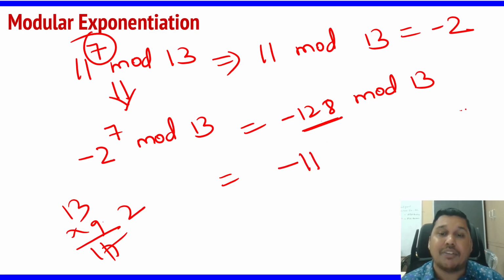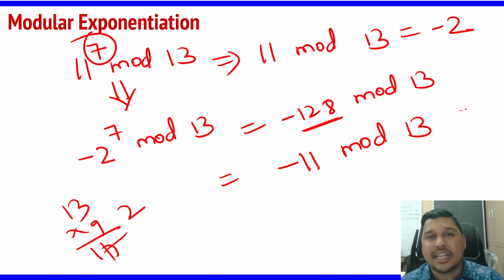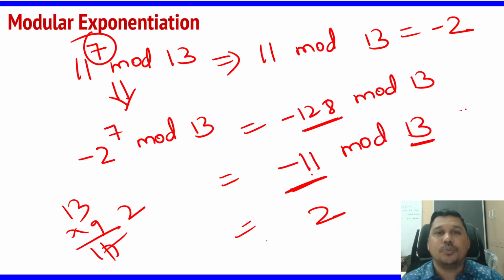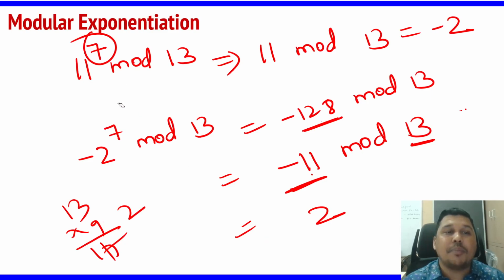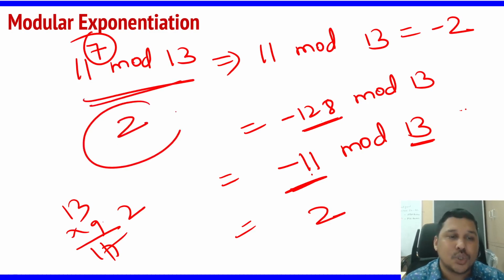So it becomes minus 11 mod 13. Now, what is minus 11 mod 13? Whenever this value is small, this is large, and it's a negative number, just add them. 11 minus 13, the answer is 2. Therefore, the result of 11 power 7 mod 13 is 2. I hope you understood how we are calculating it. We will take more and more examples to understand this.